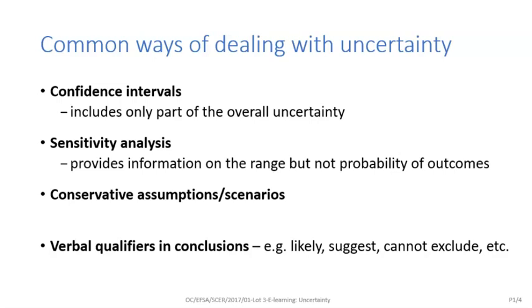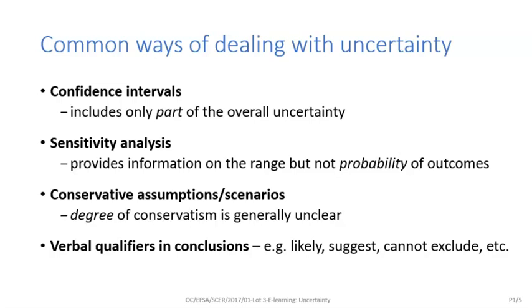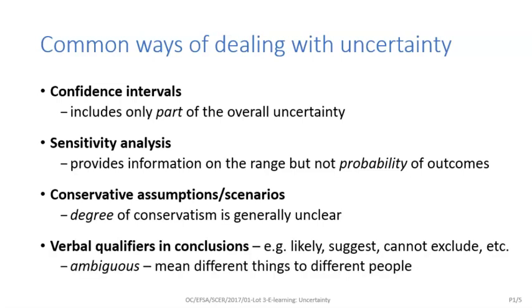Sensitivity analysis is an excellent way of exploring the potential impact of alternative estimates and assumptions in a quantitative assessment, but generally provides information only on the range of possible answers and not their probability. Conservative assumptions and scenarios are designed to ensure our assessment is on the safe side, but don't tell us how likely that is. And verbal qualifiers in conclusions, including words such as likely, suggest, or cannot exclude, indicate the presence of uncertainty but are highly ambiguous about the range and probability of possible answers.